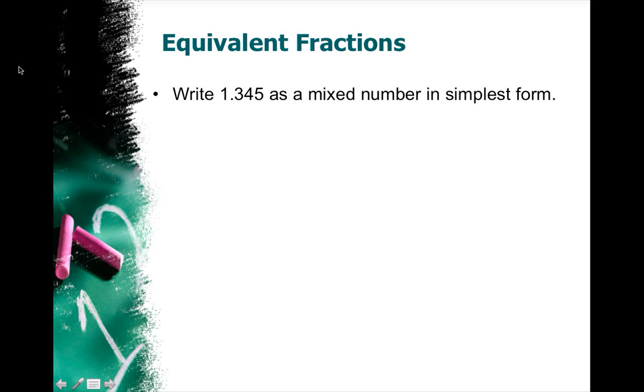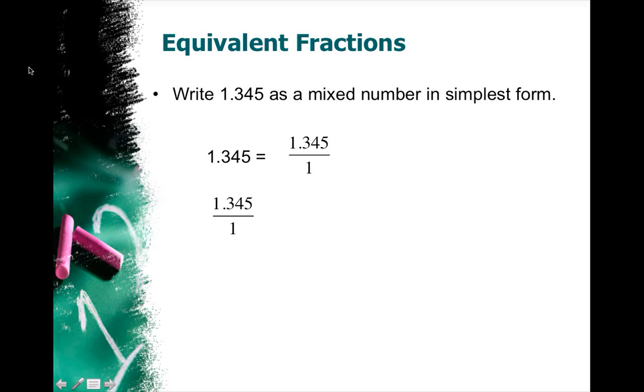Now we're going to look at equivalent fractions. We're being asked to write 1.345 as a mixed number in simplest form. One way to do this is to understand that 1.345 can be written as 1.345 over 1, because any number over 1 is equal to itself. So I rewrote it that way.